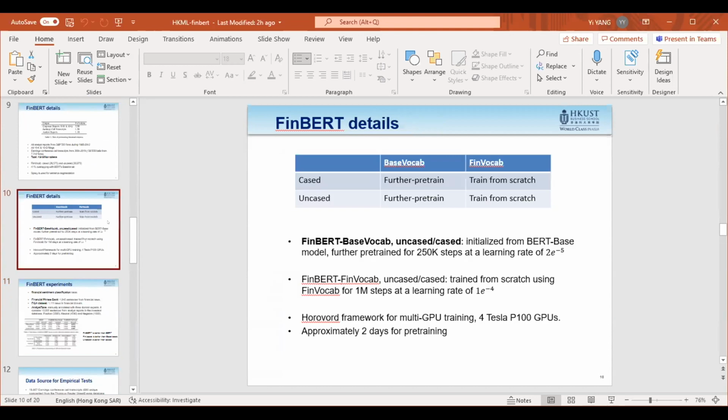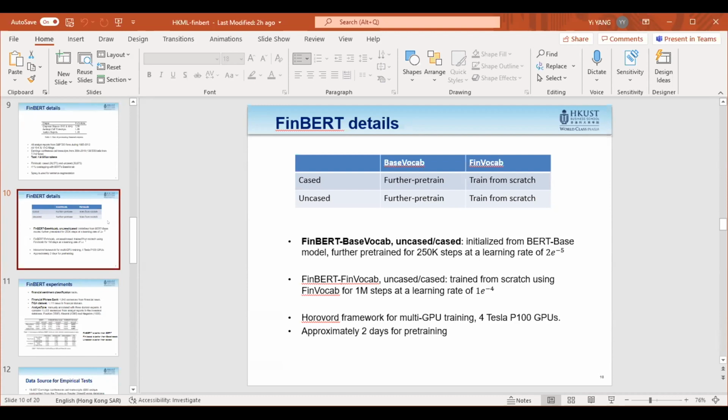Just a quick question. Are there some deep learning rigs available at HKUST, or how did you manage to set up this framework to train FinBERT? We have our own GPU server, so we use our own GPU server to train the model. And this Horovod framework, I'm not familiar with it. Is it easy to use? Oh, okay. Did you learn it yourself, or do you have a team? The framework you mentioned is the Horovod framework for multiple GPU training?